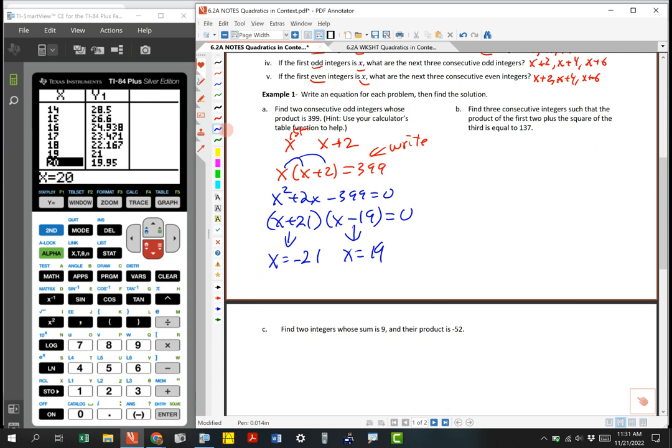So if the first one is negative 21, then the next consecutive odd integer is negative 19. You would get that by adding 2 to it if you wanted to use the formula up here. So there's one pair that would multiply to be their consecutive odd integers, and they have a product of positive 399. And if the first one was 19, again, add 2. The other option would be 19 and 21. Okay. Questions?